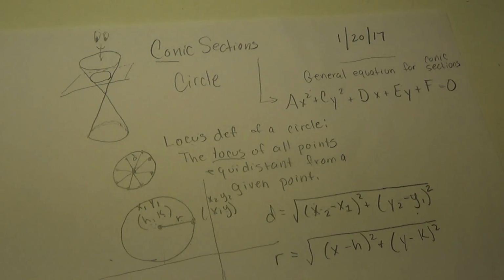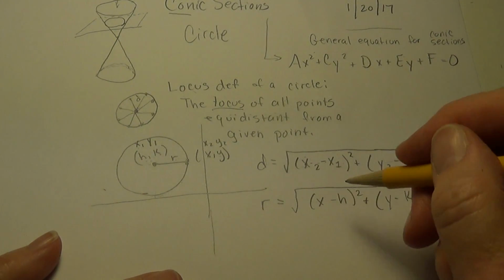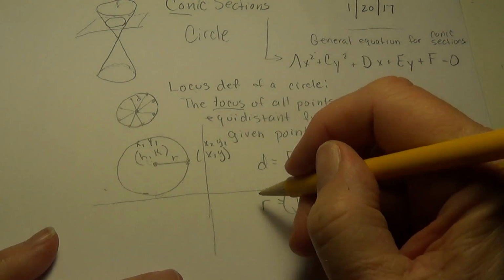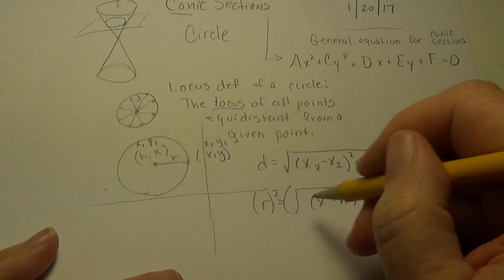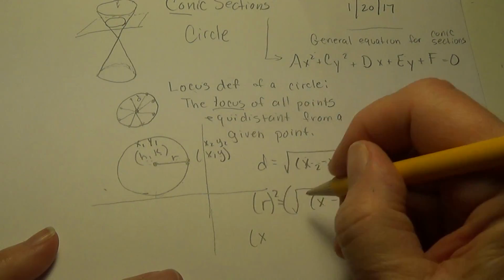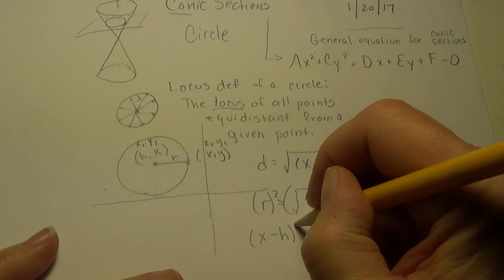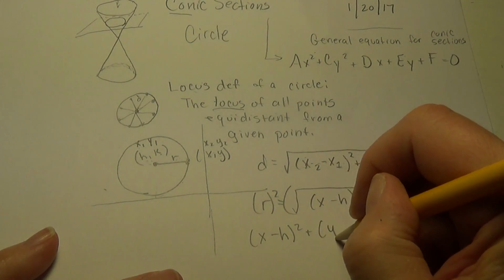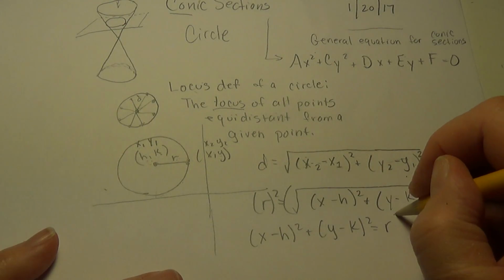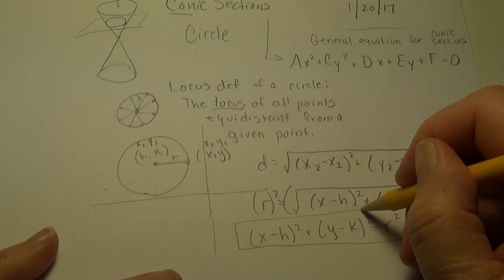So we're not quite in what we call standard form. The standard form doesn't have any square root in it. So I'm going to square both sides to get rid of the square root, and I'm going to switch sides. When I square this long part, I get rid of the square root. And I'm just going to put r squared on the other side. And that is called the standard form of a circle.